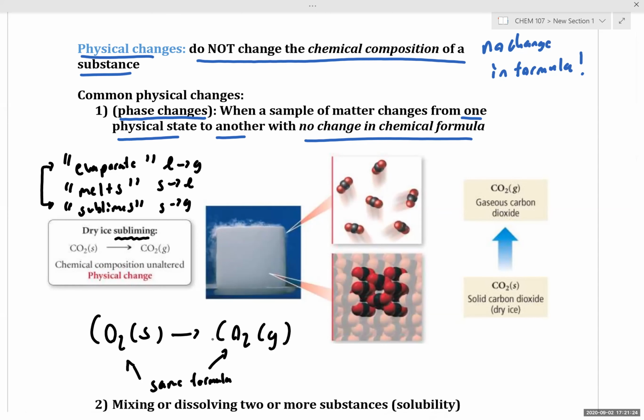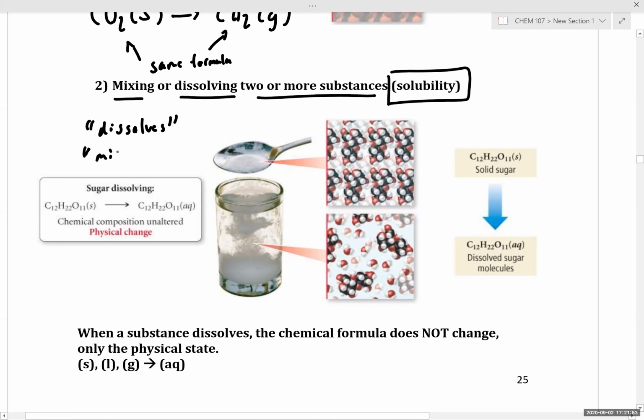The other common physical change that you need to be familiar with is mixing or dissolving two or more substances. So the key words are solubility, dissolves, and mix. Okay, so when a substance dissolves, looking at sugar, when sugar dissolves, we're going from the solid state to the aqueous state. But again, as we've seen time and time again, does the formula change when sugar dissolves? Does the formula change? No, we have the same formula. So our chemical composition is the same, and as a result, this is a physical change. So when a substance dissolves, the chemical formula does not change, only the physical state.